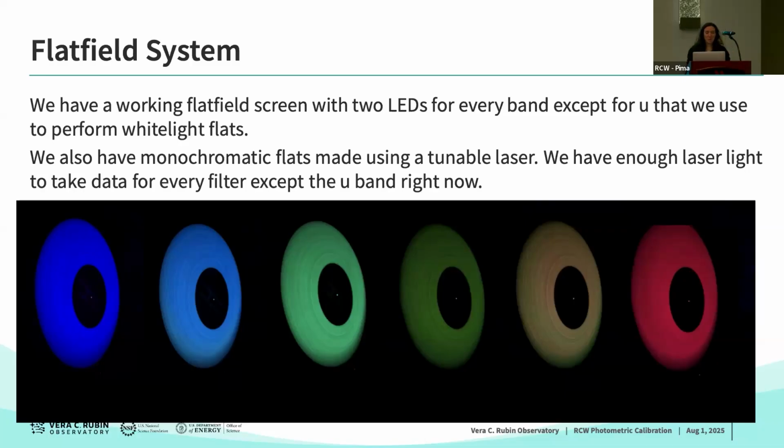We also have monochromatic flats with our flat field screen using a tunable laser. We can do 1 nanometer steps, and we have confirmed that we have enough laser light to take data for every filter except the U band. There may be some fixes so that we also get U band light, but right now, that's where we are. Yes, Eli. The I band is also a little bit tricky. Our tunable laser light drops off on the blue edge of the I band. But for the other ones, it's okay.